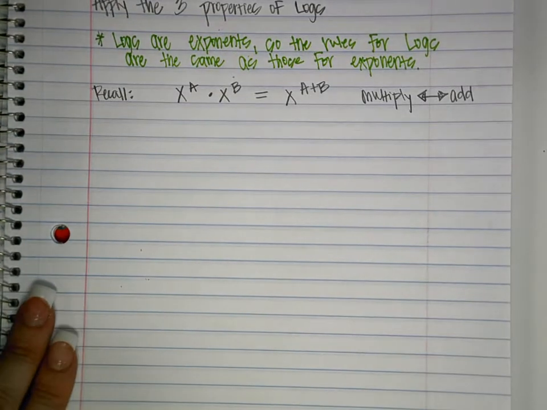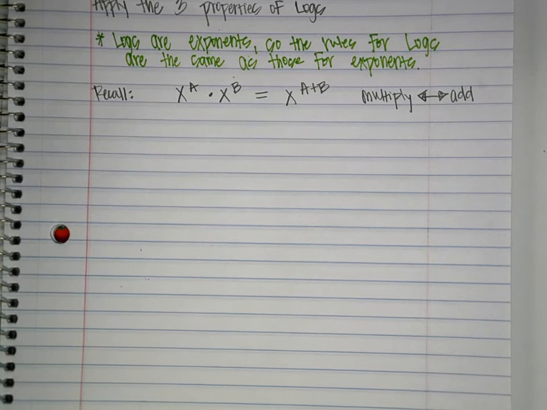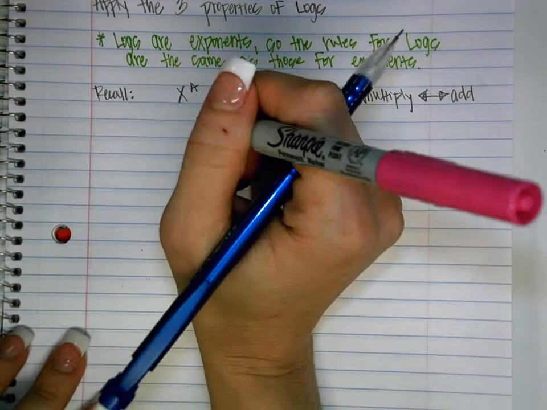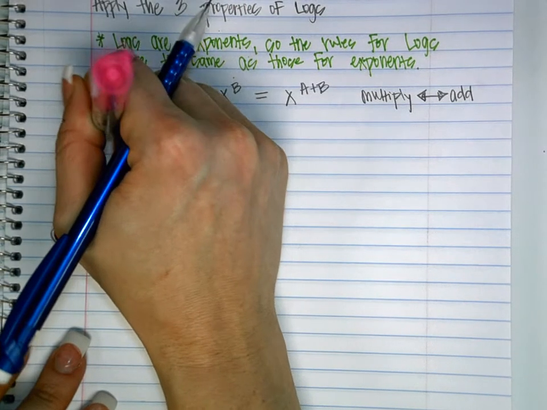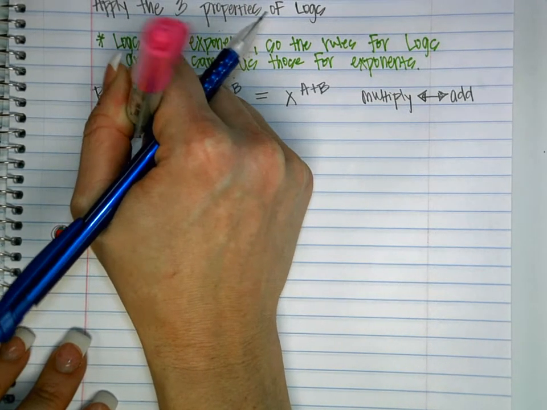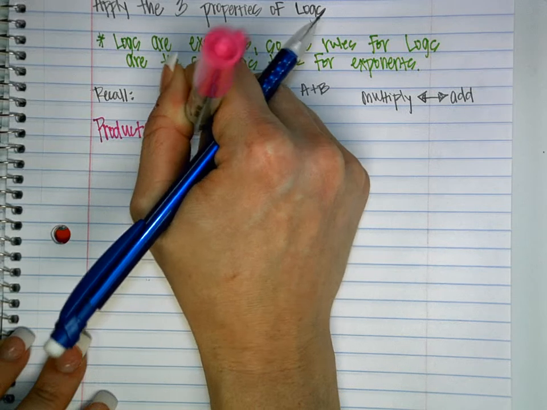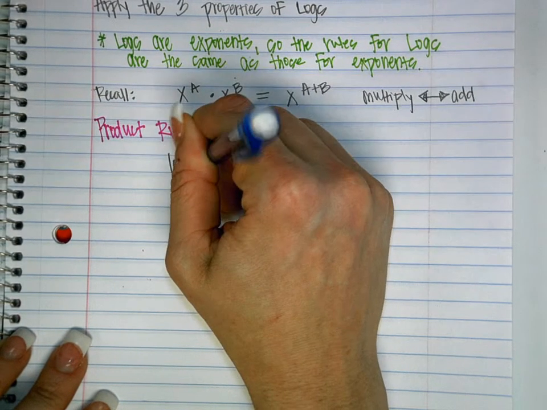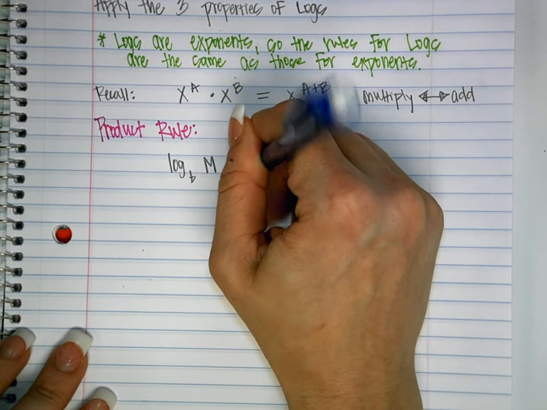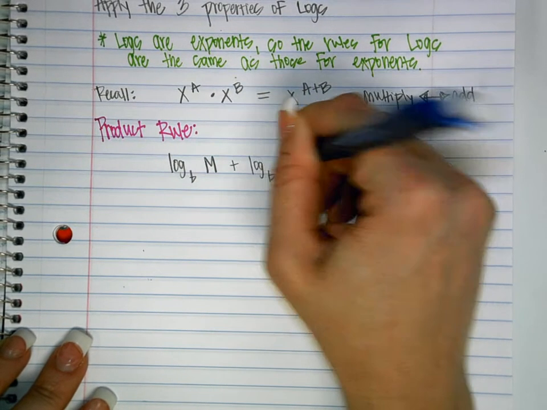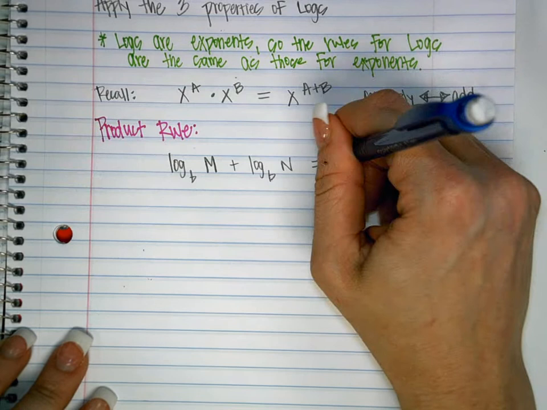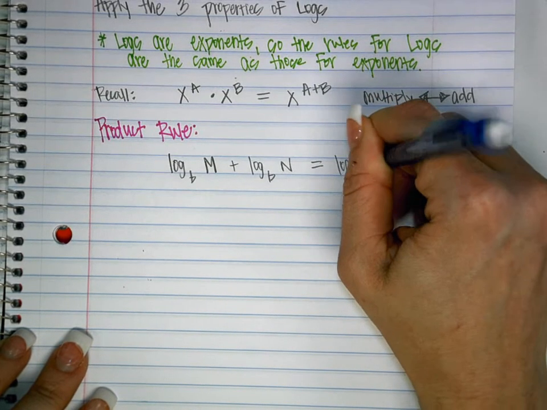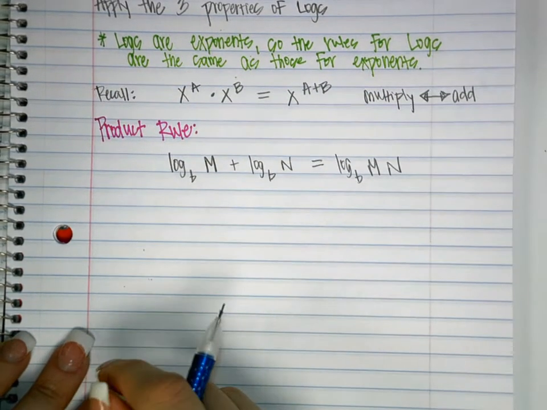Okay, so the first rule that I'm going to show you is something called the product rule. What does product mean in math? Multiply. Product means multiply, okay? So that's why it's called the product rule, because it's going to be dealing with multiplication. The product rule says that log base b of m plus log base b of n is equal to log base b of m times n.